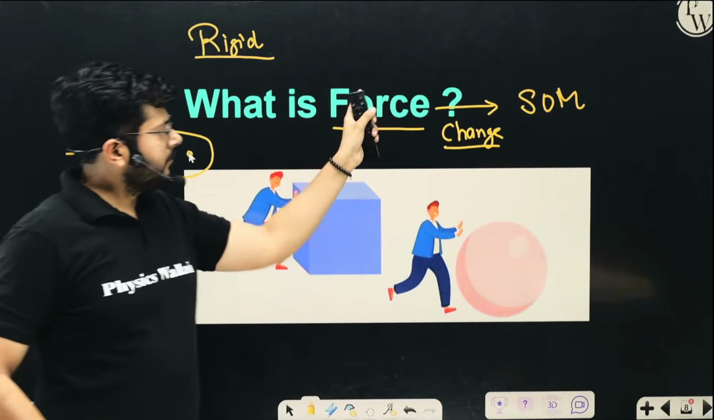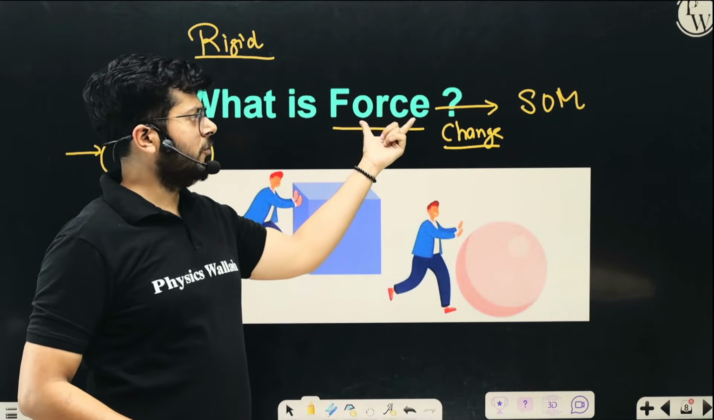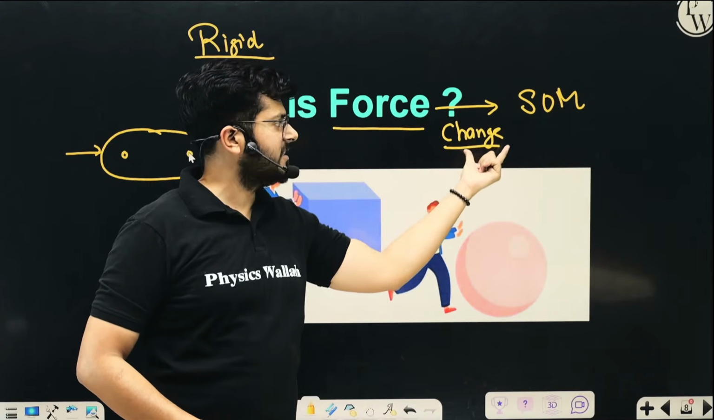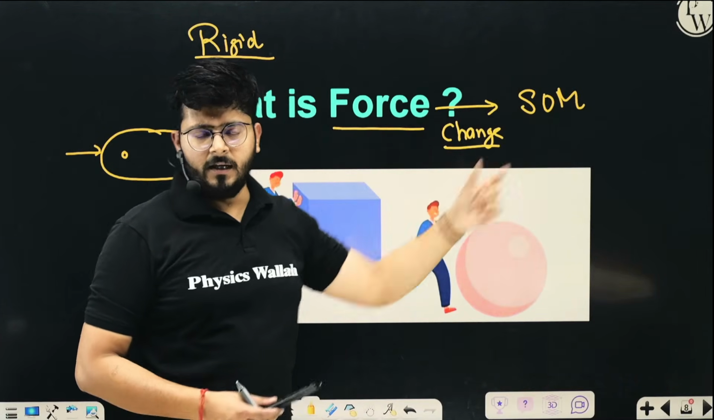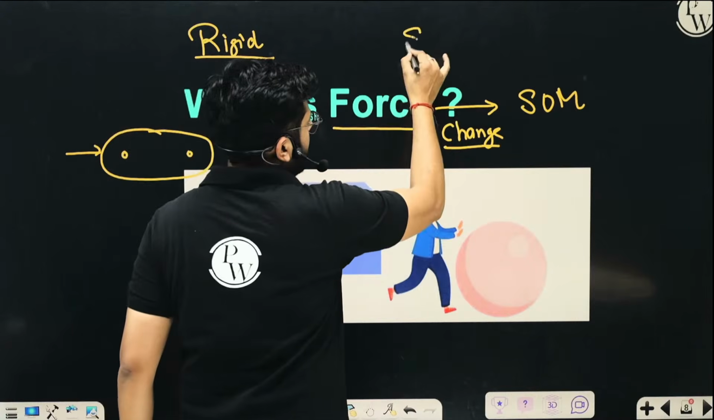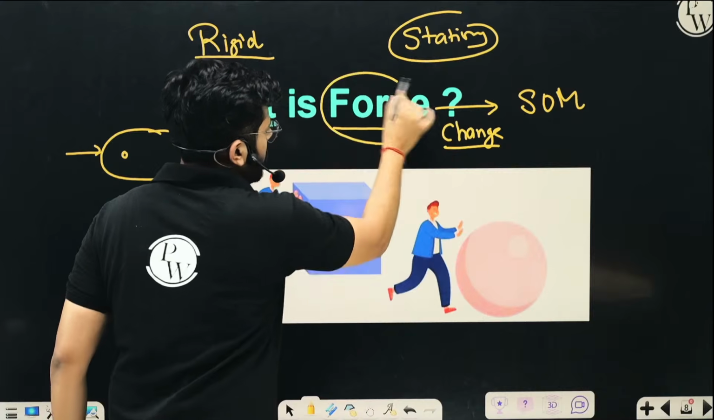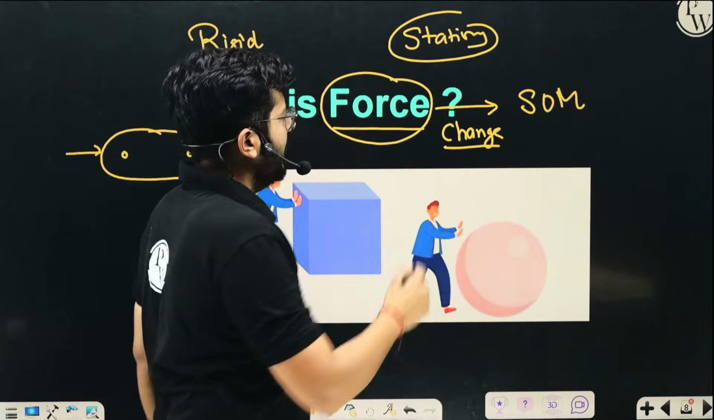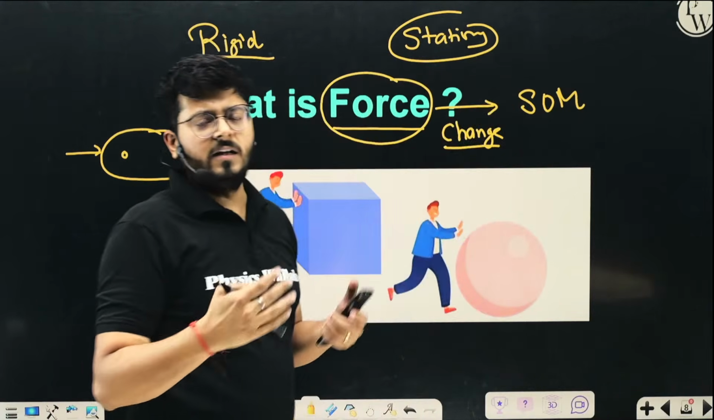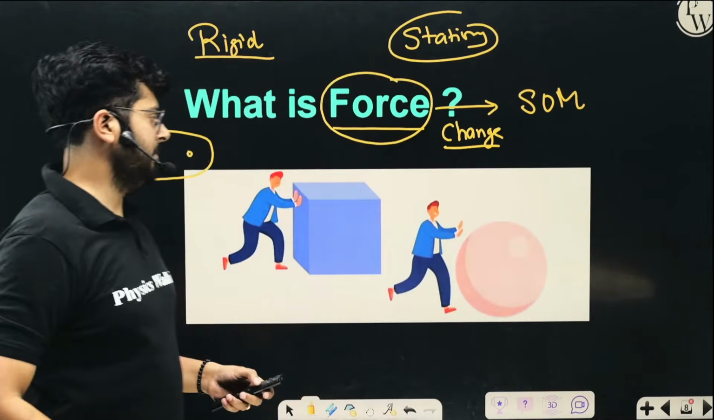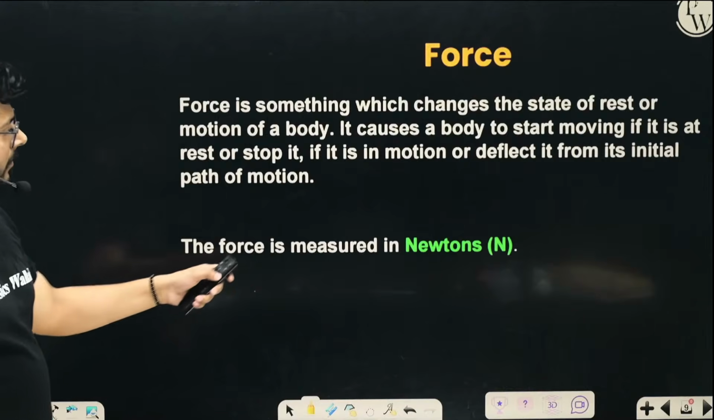So what is the purpose of force? The force will change the state of motion of a body. If the body is stationary, with the application of force, it may move. And if the body is moving at a certain velocity, with the application of force, it can accelerate. So we have seen it.